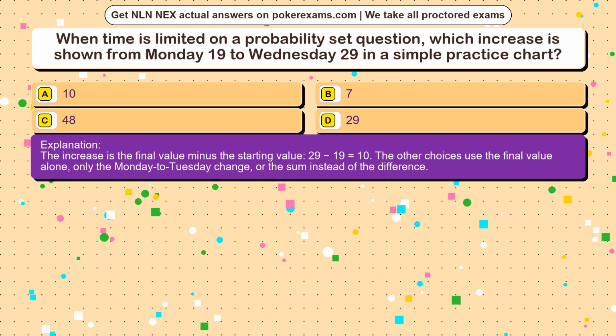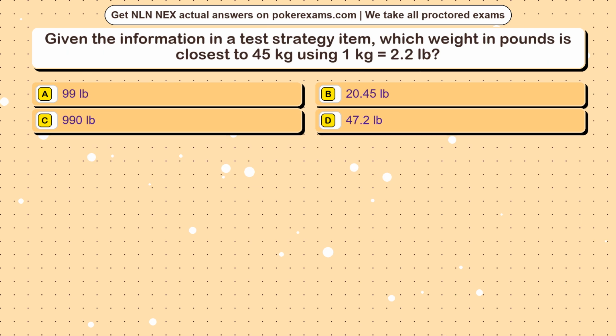The increase is the final value minus the starting value, 29 minus 19 equals 10. The other choices use the final value alone, only the Monday to Tuesday change, or the sum instead of the difference.